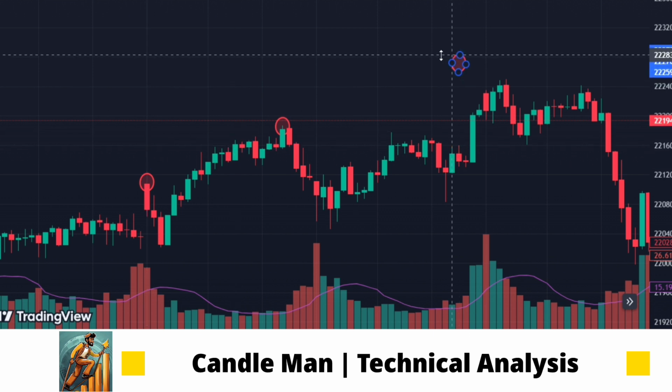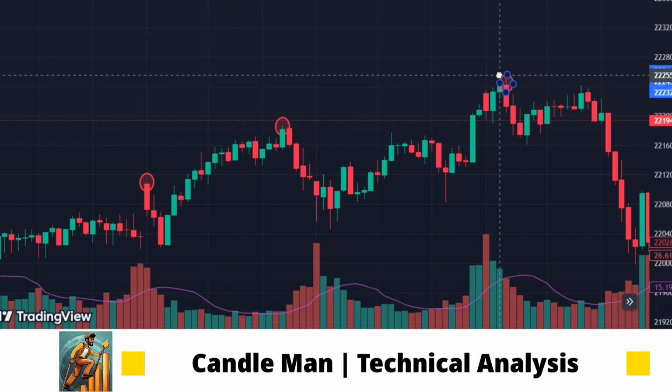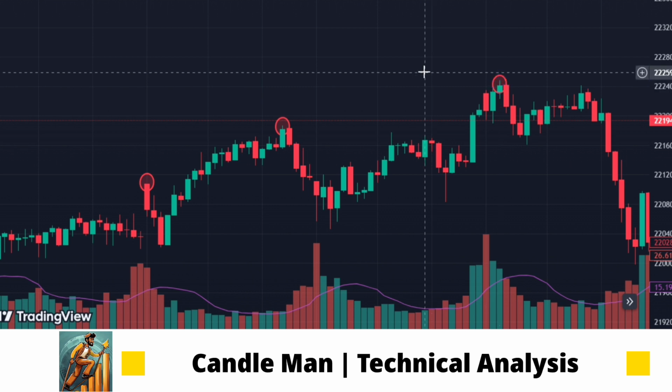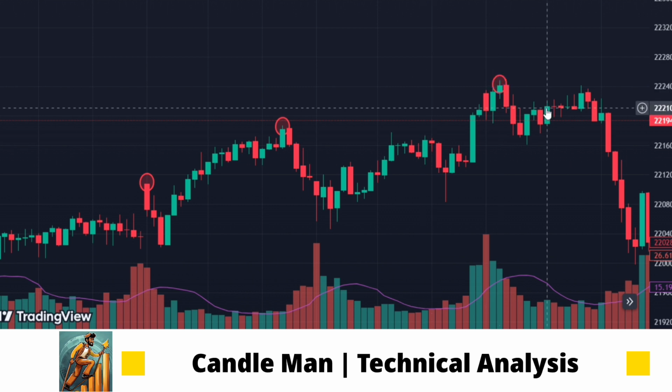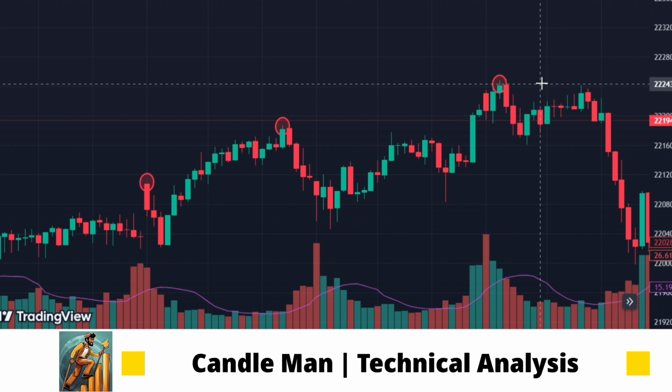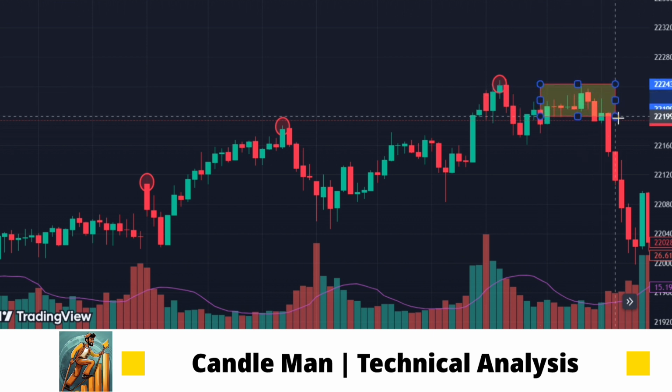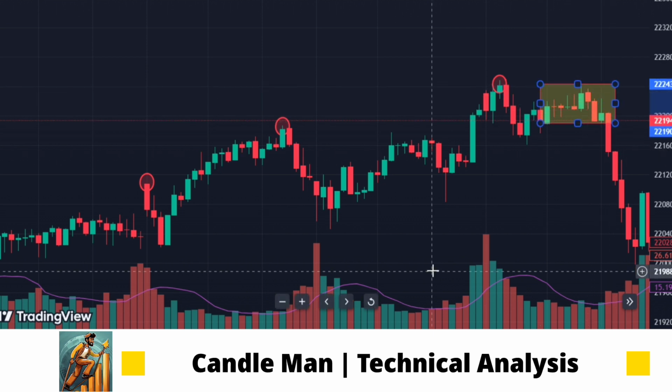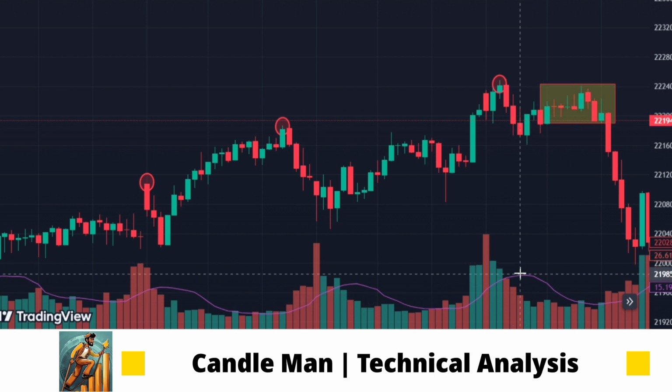However, if we zoom in closer, we start to notice some subtle signs of a potential trend reversal. Take a look at the candlestick patterns. We are seeing a series of long upper wicks accompanied by decreasing buying volumes. This could be a signal that buyers are losing steam and a reversal might be on the horizon.